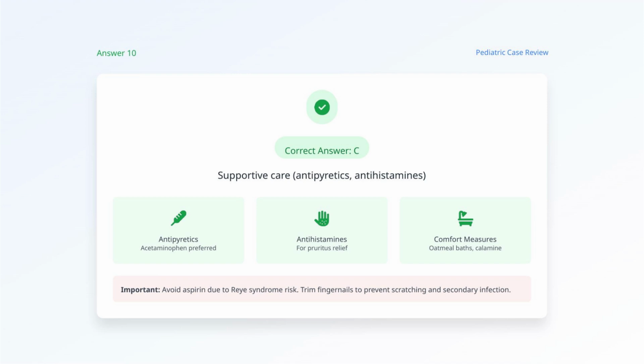For most healthy children with uncomplicated varicella, supportive care is the mainstay of treatment. This includes antipyretics for fever, antihistamines for itching, and keeping the skin clean to prevent secondary infection. Acetaminophen is preferred. Aspirin should be avoided due to the risk of Reye syndrome. Simple measures like trimming fingernails and oatmeal baths can help manage pruritus.